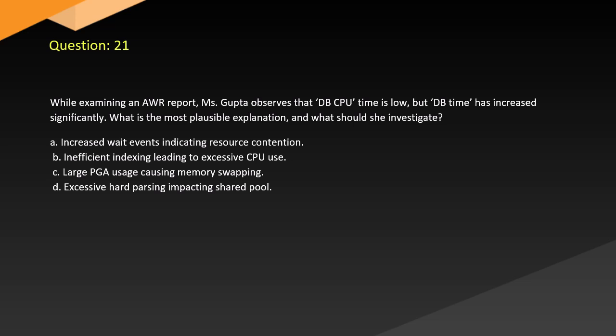Question 21. While examining an AWR report, Gupta observes that the CPU time is low, but DB time has increased significantly. What is the most plausible explanation, and what should she investigate? A. Increased wait events indicating resource contention. B. Inefficient indexing leading to excessive CPU use. C. Large PGA usage causing memory swapping. D. Excessive hard parsing impacting shared pool.